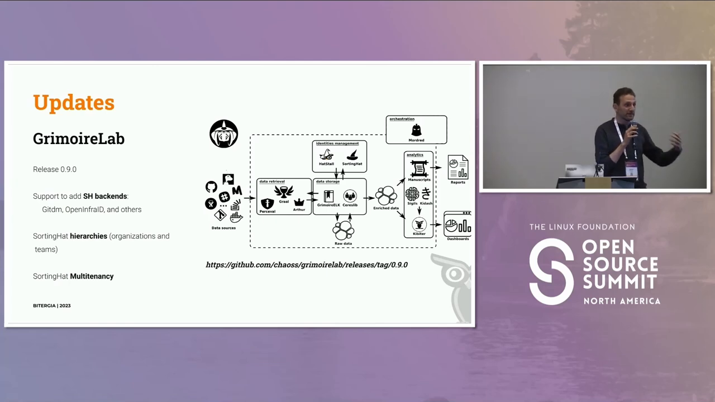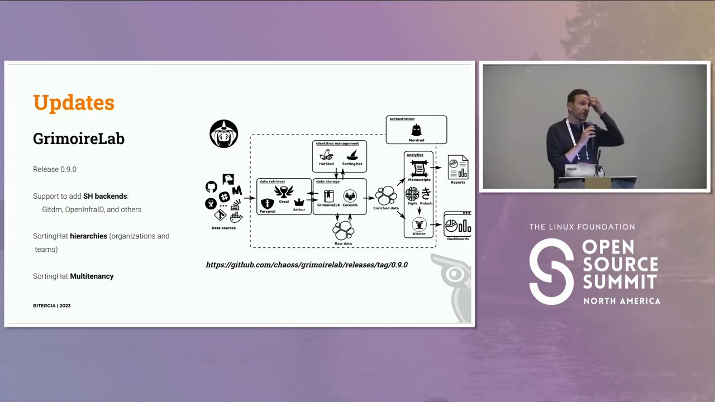Because basically what is happening, and it's part of the conversation you had before, is you need to keep updating affiliations, you need to keep updating identities, people move from company to other company. There are new pieces of infrastructure that you are using, right? So all of this complexity is managed by Sorting Hat.